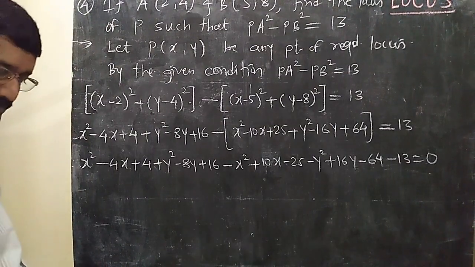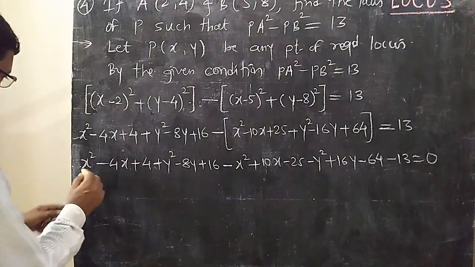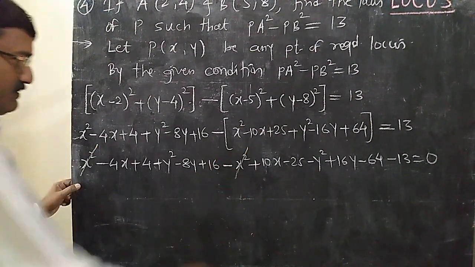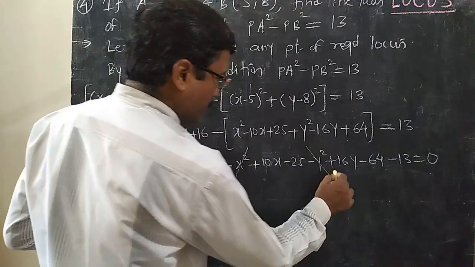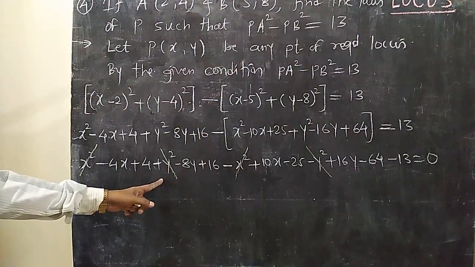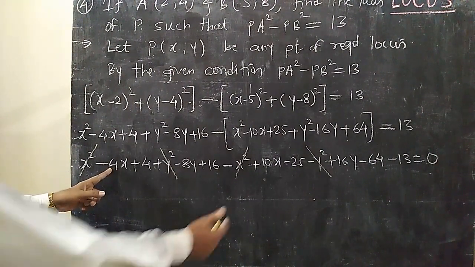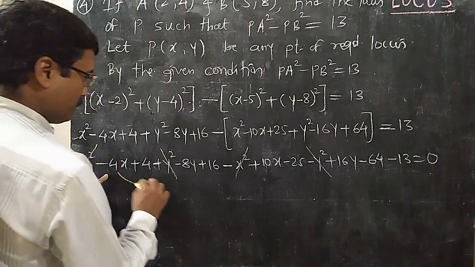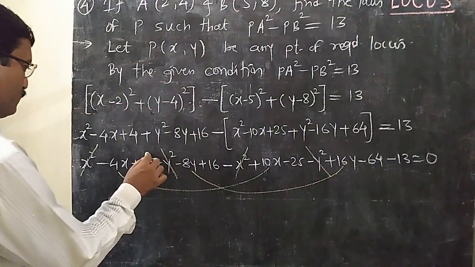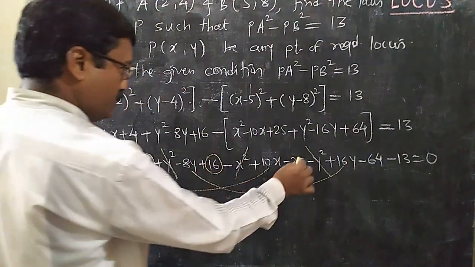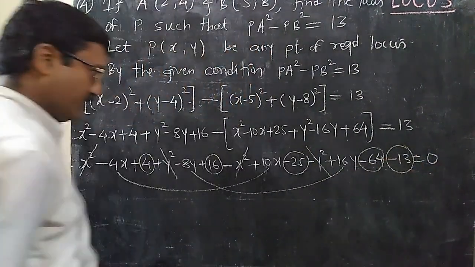If you observe this equation, this x square and this x square get cancelled because one is positive, one is negative. Here y square and this y square are in opposite signs, that's why they get cancelled. And this is minus 4x, this is plus 10x. So minus 4x plus 10x, minus 8y plus 16y, and remaining are constants, that is 4, 16, minus 25, minus 64 and minus 13.